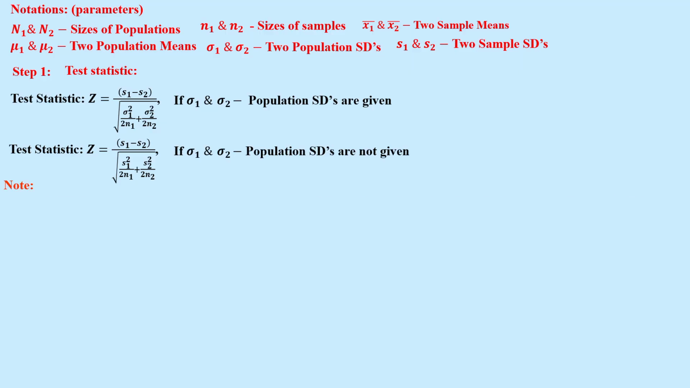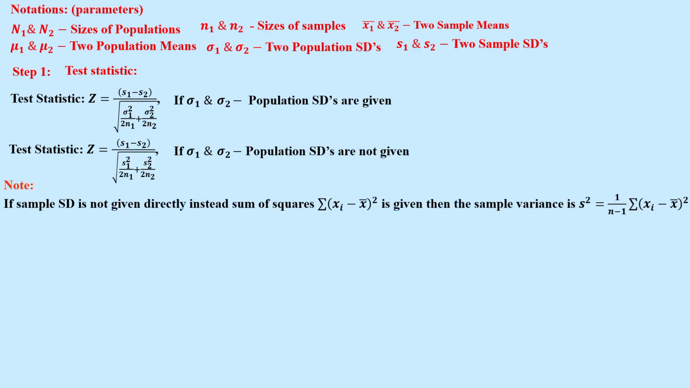So if the sample standard deviation is not given directly, and instead the sum of squares, sigma xi minus x bar square, is given, then use this formula for the sample variance. If they have not given the standard deviation directly, you have to calculate it using this formula: s square is equal to 1 by n minus 1 sigma xi minus x bar the whole square.